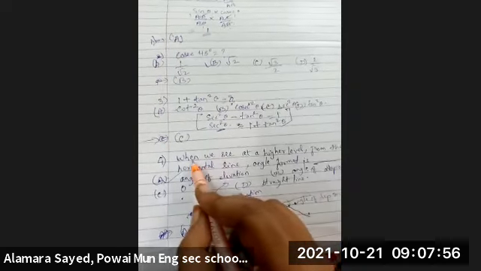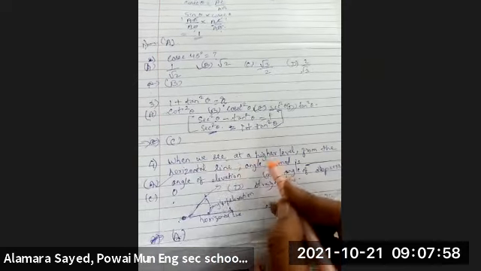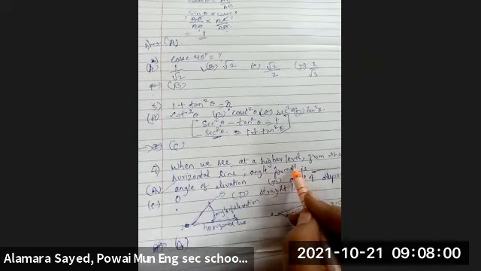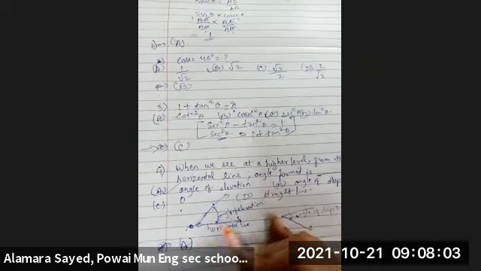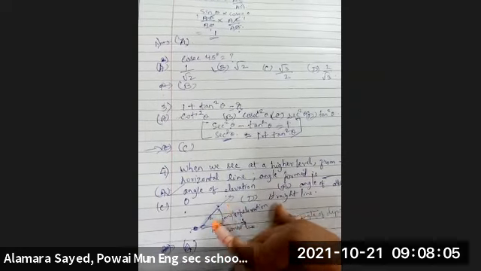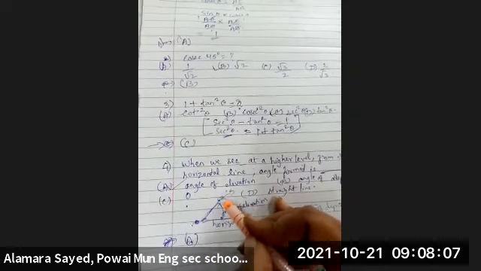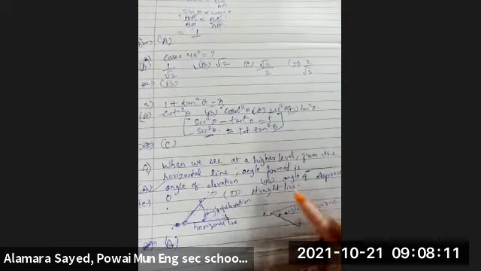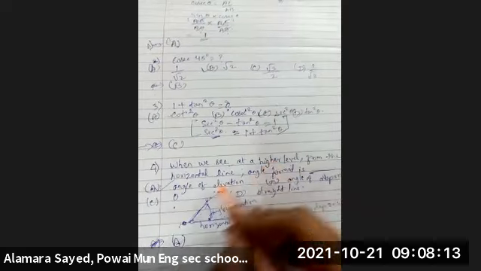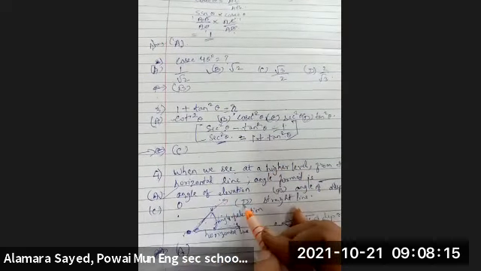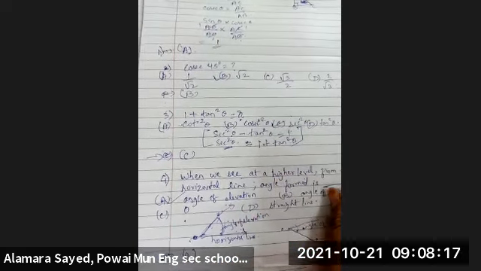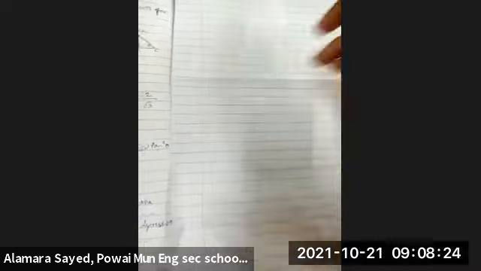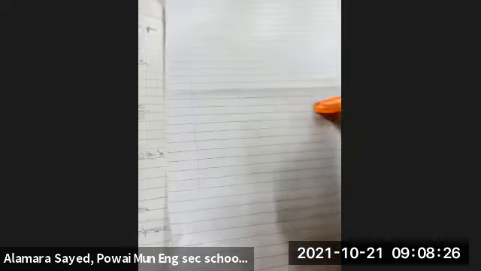And in this question, when we see at a higher level from the horizontal line, the angle formed is dash. If we are watching upwards at the higher level, it will be angle of elevation, and if we are watching down, it will be angle of depression. Here at higher level is given, so we have chosen angle of elevation. Okay, we have completed question number 1 of problem set 6. Now we will go to question number 2.